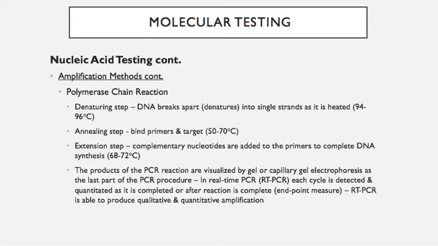So there's a fluorescent dye on the probe that's added before amplification that allows some type of optical device to analyze the sample as the cycle progresses, or after the reaction is complete, which is referred to as end point measure. Real-time PCR is able to produce qualitative and quantitative amplification.